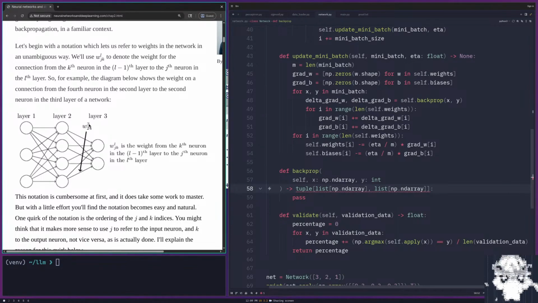W3, so 3, the superscript, is the layer, so we're starting on layer 3. Then we're talking about a connection from L-1 to L, so somewhere in this blob of things. Then J is in the Lth layer and K is in the layer before. So J is 2 and K is 4.